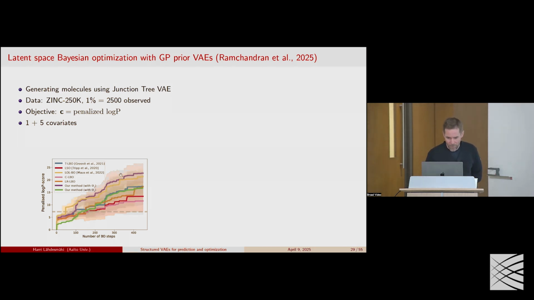And this is the part which is now hopefully giving us a benefit in this Bayesian optimization. And here is a comparison of different techniques over the number of Bayesian optimization steps that we take, with the penalized log P score on the y-axis, and the purple line is the performance of our model. So maybe not outperforming, but I would say it has competitive performance relative to the other techniques.